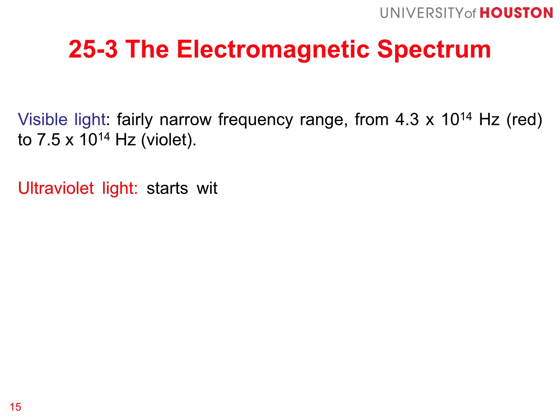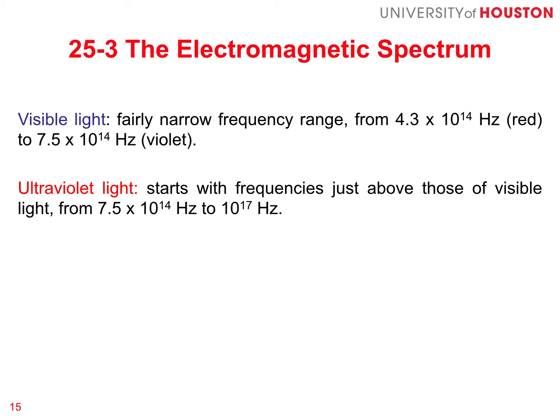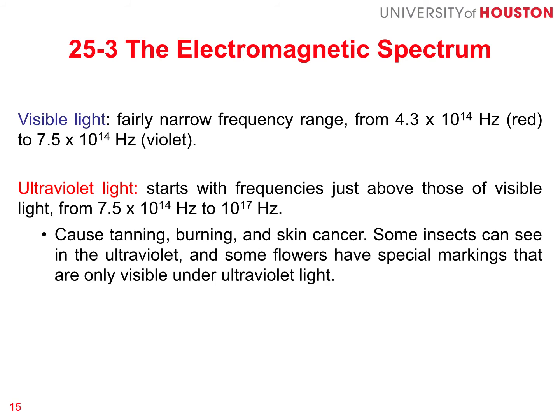Ultraviolet light has a higher frequency still. This causes tanning, but can also cause burning of the skin when exposed to the sun, and skin cancer. Some insects can actually see in ultraviolet light, and some flowers have markings that are only visible under ultraviolet light.